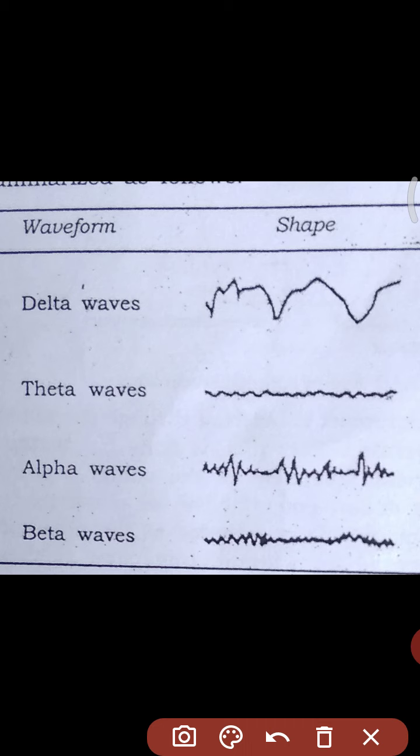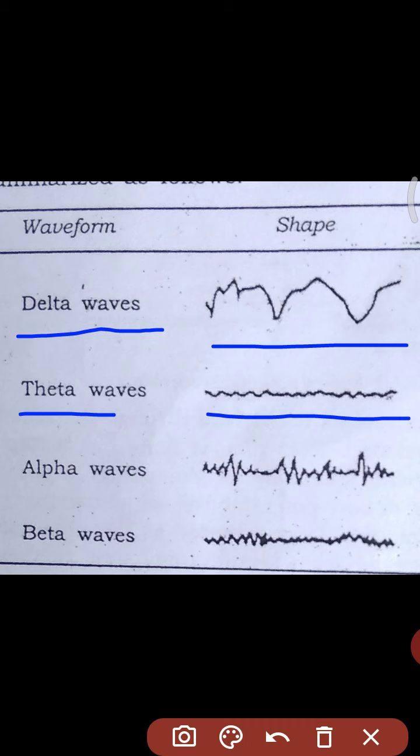First one is the delta wave, the shape of the waveform on the front panel of the CRO. Second one is the theta wave, what is its shape on the front panel of the CRO. And the alpha wave, its shape on the CRO. And the beta wave, the shape on the CRO screen.